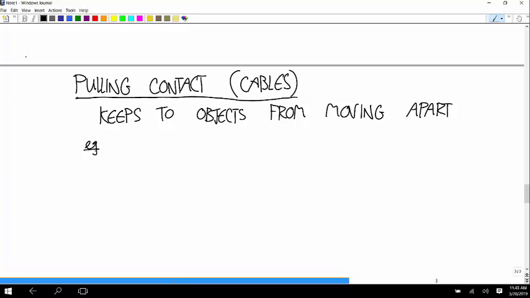And so, for example, with this, we could do problems similar to the one we just did, but now these two things are connected by a cable, and the external force is pulling them this way.